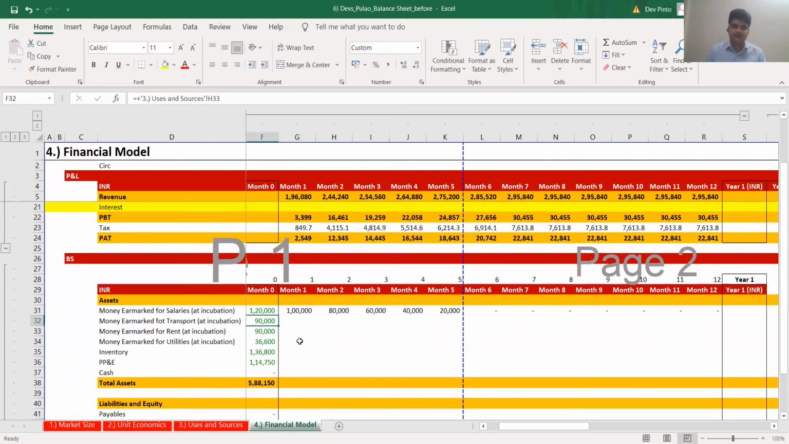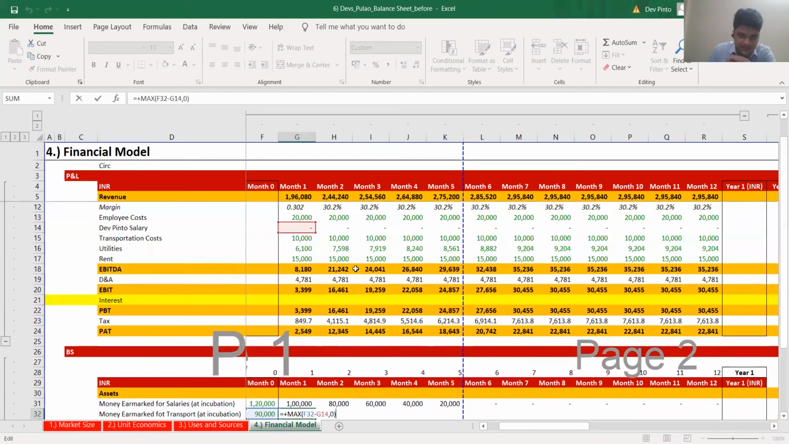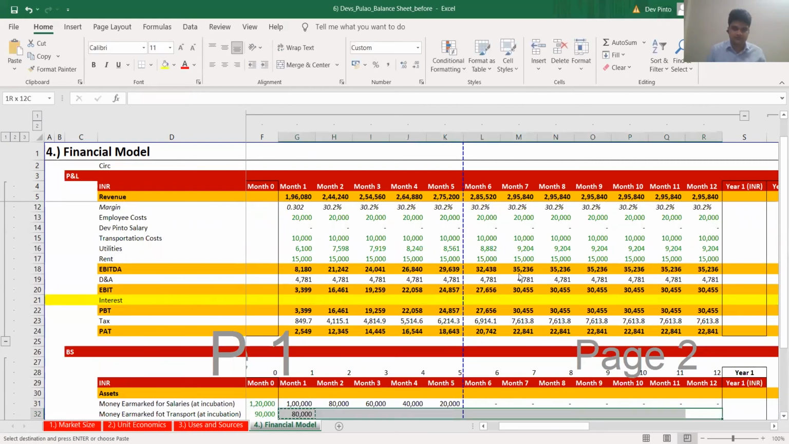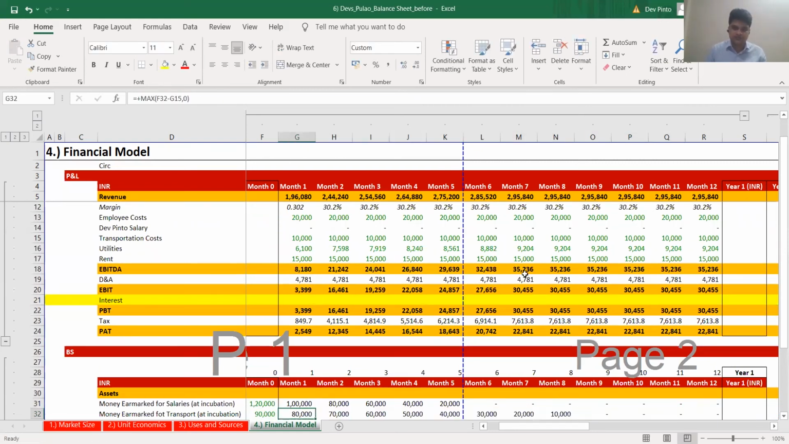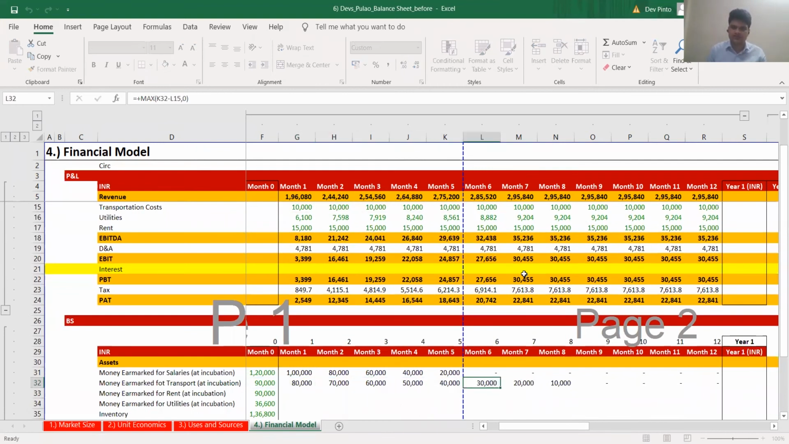Money earmarked for transport, same logic, nothing different. Let's just drag drop this down, make sure we have the right linking. Where is transport cost, 10K a month, right? Wait, shouldn't this go to zero in month 6? We budgeted for 180 days of transportation costs.